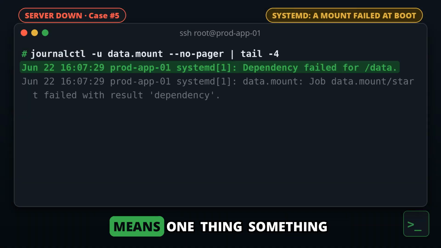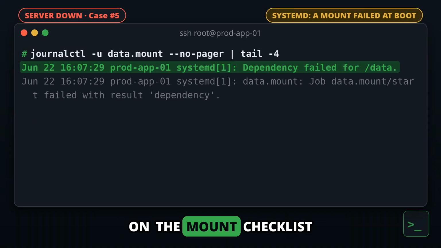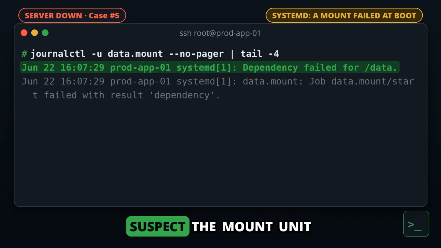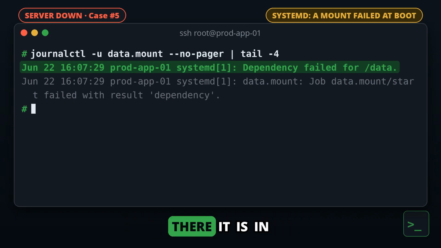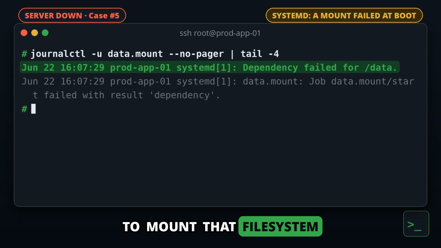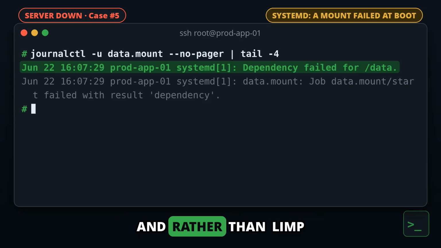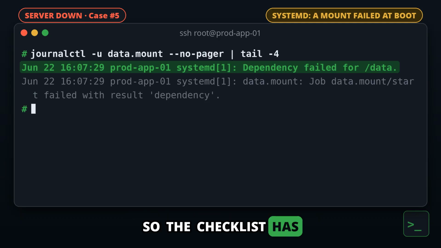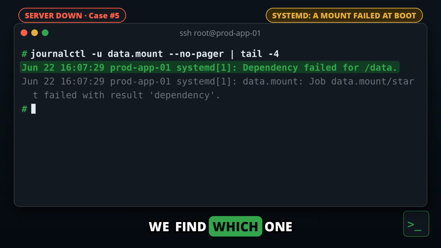Emergency mode almost always means one thing. Something on the mount checklist failed. The full boot log is journalctl -xb, but let's go straight to the suspect, the mount unit for /data. And there it is in plain English. Dependency failed for /data. Systemd tried to mount that file system during boot, could not, and rather than limp along half-broken, it stopped and called you. So the checklist has a bad line. Now we find which one.